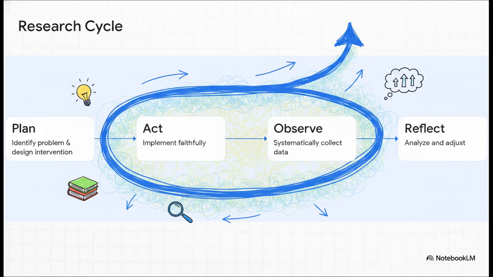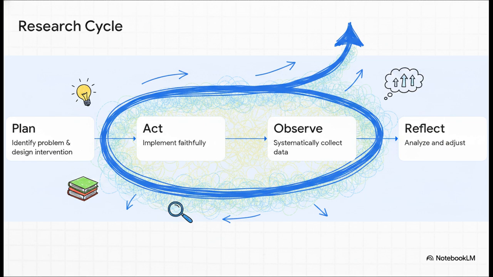Now, notice the structure of the Lewin cycle here. Action research is highly cyclical. It's not a straight line. It goes through 4 main stages. Plan, where you identify a local problem and design an intervention. Act, where you implement it faithfully in your real classroom. Observe, where you systematically collect data. And reflect, where you analyze what actually happened.